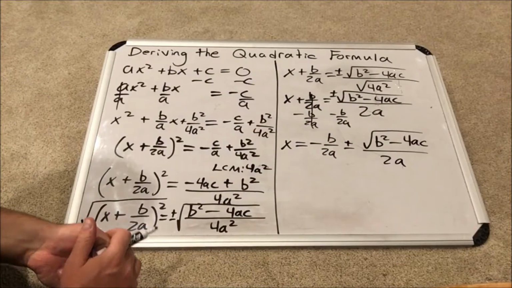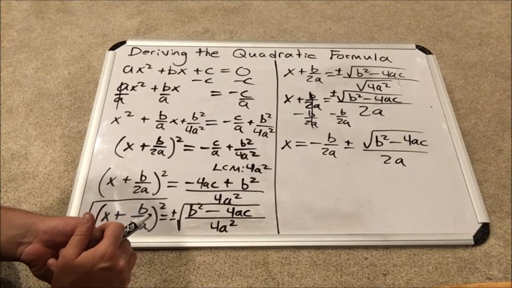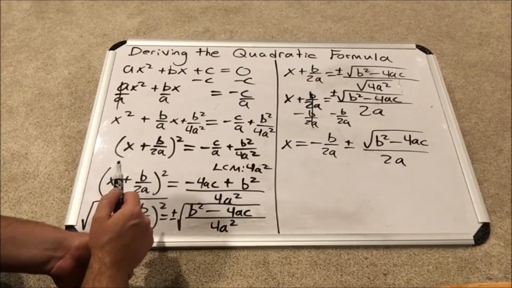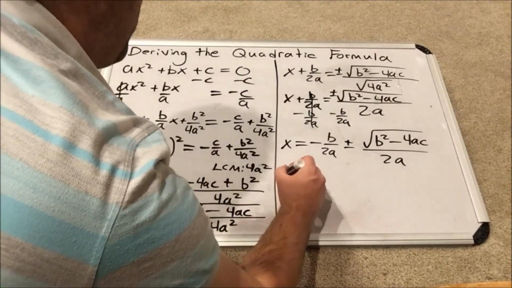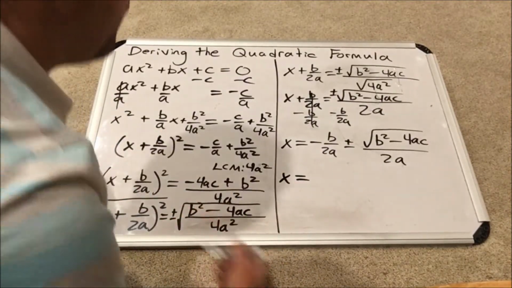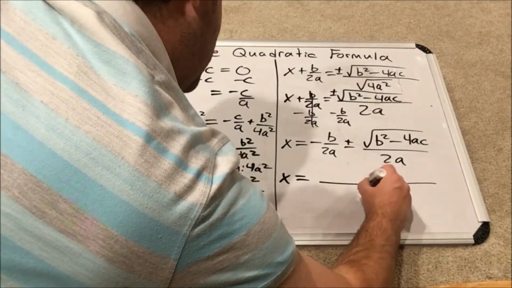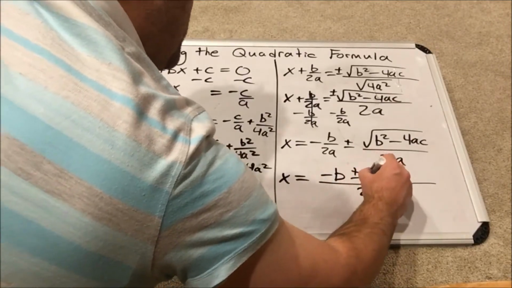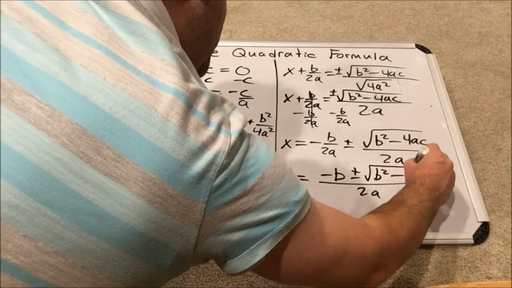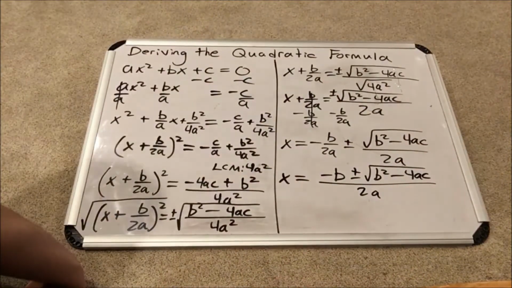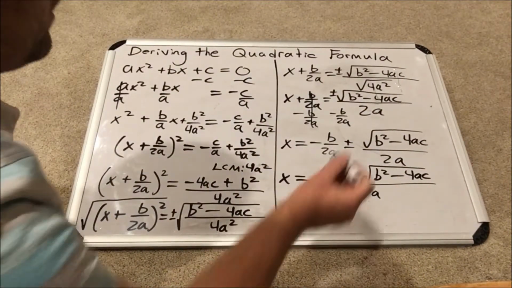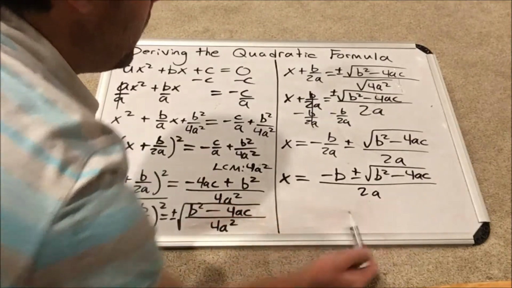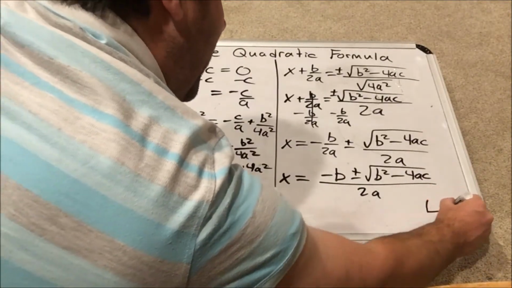Now notice that we have two fractions. It's always nicer to write it as one fraction, but these denominators are already the same. And so we can now combine these fractions without having to find the least common denominator. It's already there. So we have just one giant fraction over 2a: negative b, and then plus or minus the square root of b squared minus 4ac. We have just derived the quadratic formula, negative b plus or minus the square root of b squared minus 4ac all over 2a, and we have finished.